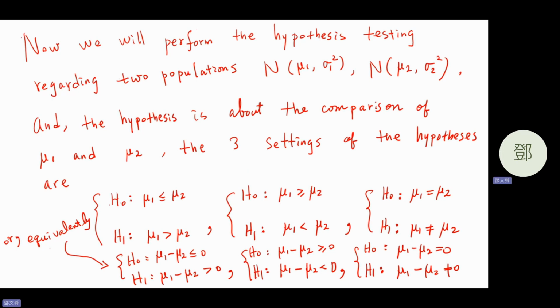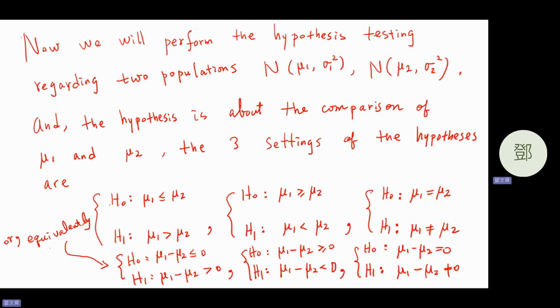Last week, we performed the hypothesis test regarding populations, and we are interested in comparing mu1 and mu2, the mean values of two populations. We are comparing which one is bigger, whether mu1 is smaller or bigger, or they are equal. That's the hypothesis study. Three different sets. We are not using this. We are using this, the lower part.